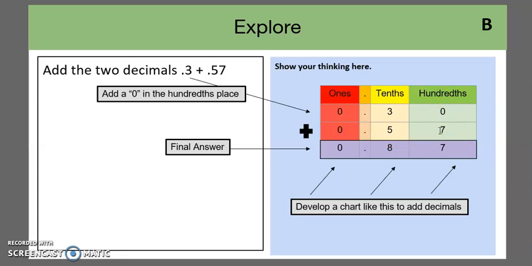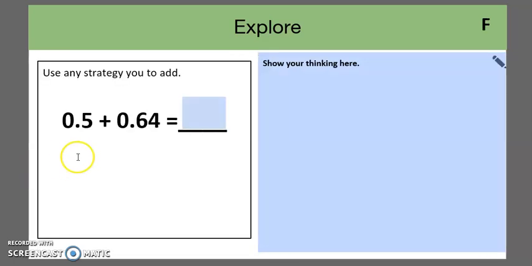Just like in the sample problem, we're adding down. So 0 and 7 gives you 7, 3 and 5 gives you 8, and that is our final answer. It is 87 hundredths. Now we're going to look at some other examples. Try this question on your own, pause the video, and we will compare our answers on the next slide.